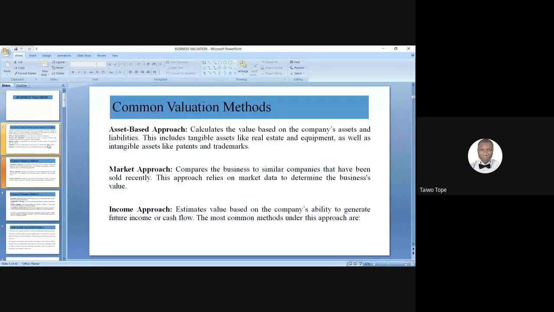So the asset-based approach, what does it entail? The asset-based approach of valuation of a business.